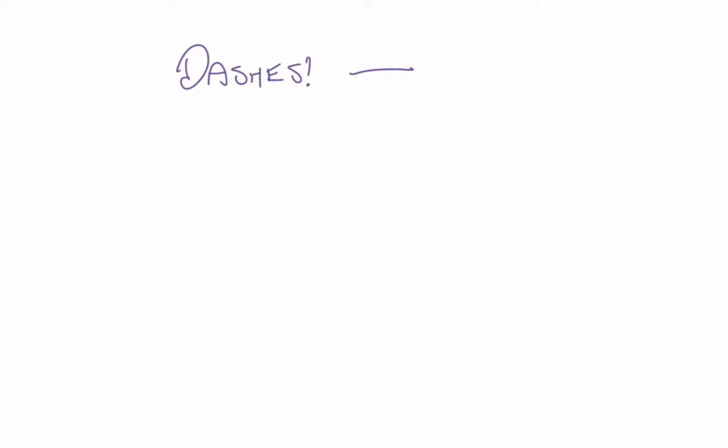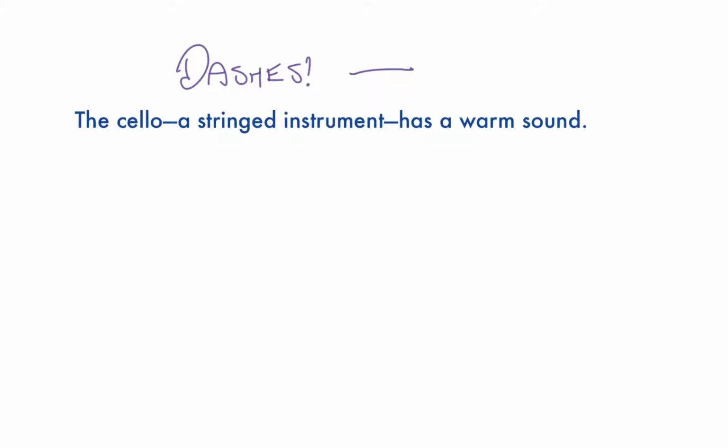So dashes can be used in pairs like commas can to set off asides and non-essential elements, like the cello, a stringed instrument, has a warm sound. Right, so here we've got a pair. Here's dash 1, here's dash 2. It sets off this aside.